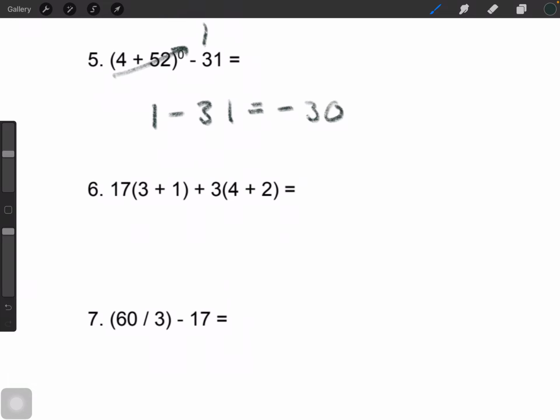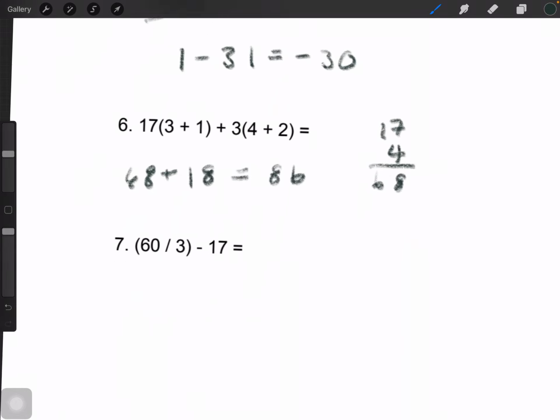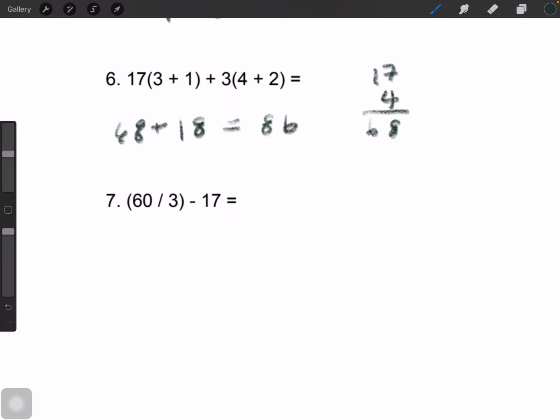And this one, you can use the distributive property, but you can also just add these first and then multiply by 17, since they are like terms. So 17 times 4, let's put this off to the side, gives us 68, plus 3 times 6, which gives us 18. So 68 plus 18 is equal to 86. And this last one over here, 60 divided by 3 is equal to 20, minus 17, which gives us 3. And this is 60 divided by 30.